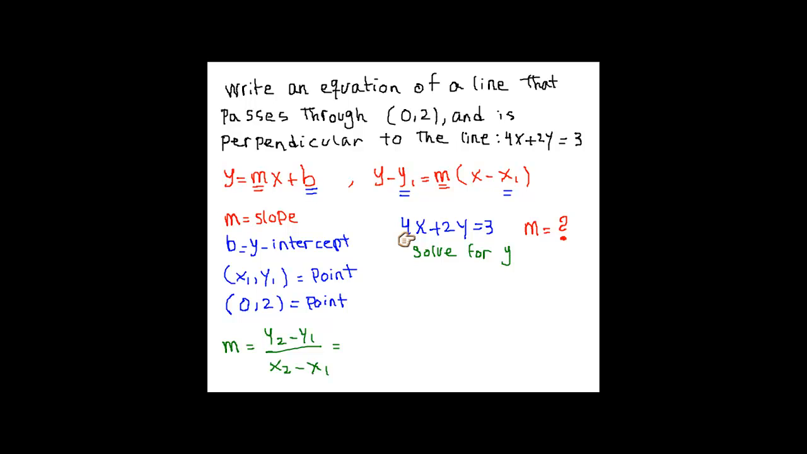Let's do that. So here we have, if I do that, I get 2y is equal to, if I subtract 4x from both sides of the equation, minus 4x plus 3. Right? I'm subtracting 4x from both sides of the equation.